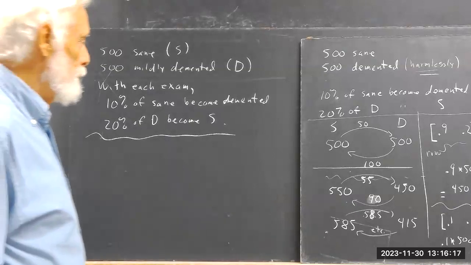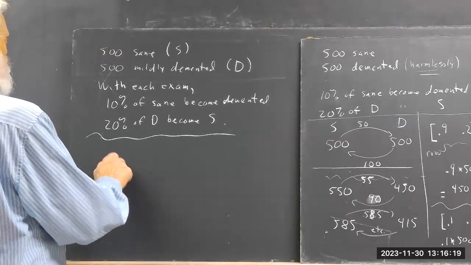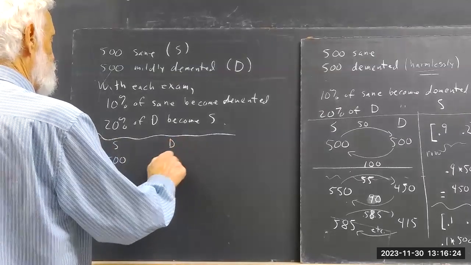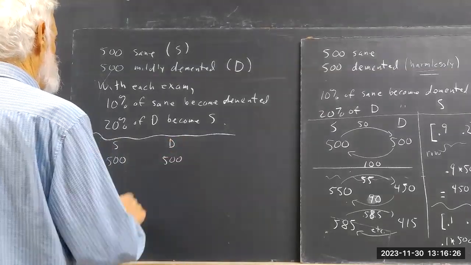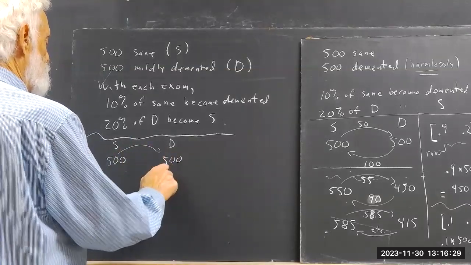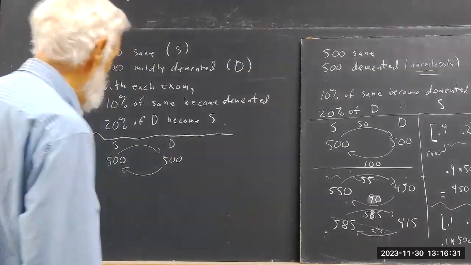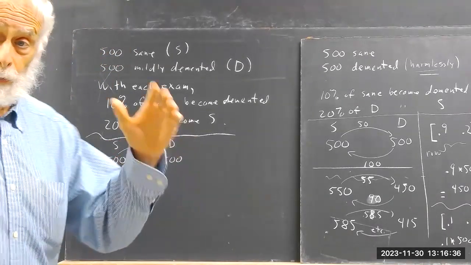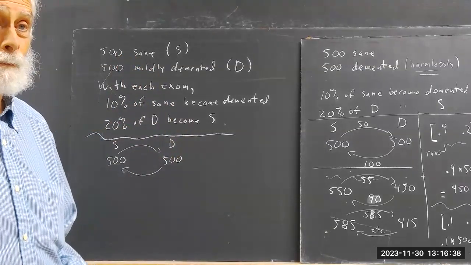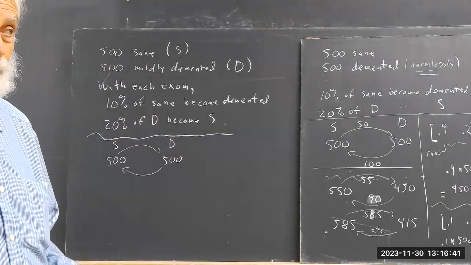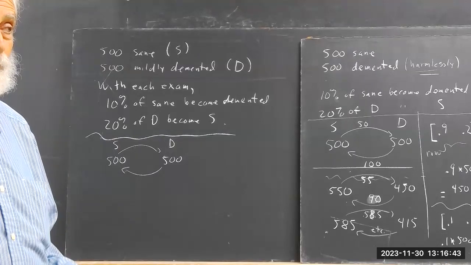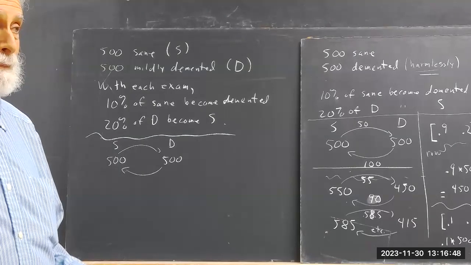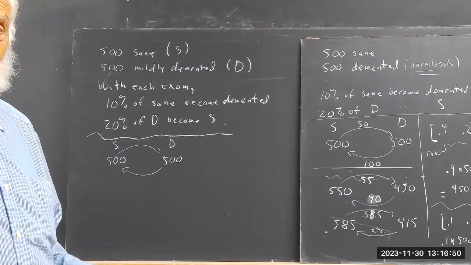Well, now I've drawn a picture. Let me just draw a picture. Okay, I've got 500 sane. So this is the number sane. This is the number demented. Some of the sane become demented. Some of the demented become sane. How many sane people are going to become demented? Can you show me with your fingers? You're probably going to need two hands. Most people got fingers up, have kind of the right number of fingers.